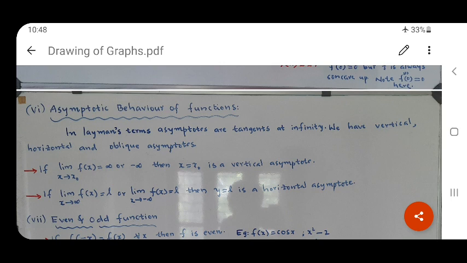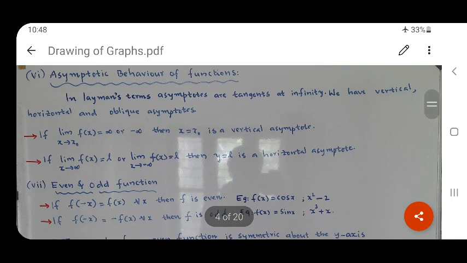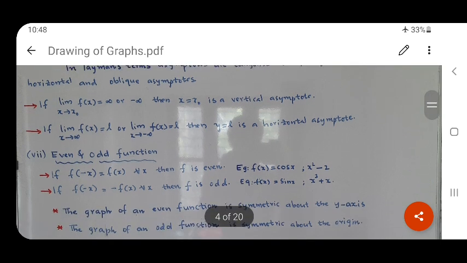We have the concepts of vertical asymptotes, horizontal asymptotes, and oblique asymptotes. So particularly, x equal to x naught is a vertical asymptote if the limit as x tends to x naught of f of x equals plus or minus infinity. And y equal to L is a horizontal asymptote if the limit as x tends to infinity of f of x equals L. And we will see how we can deal with oblique asymptotes.